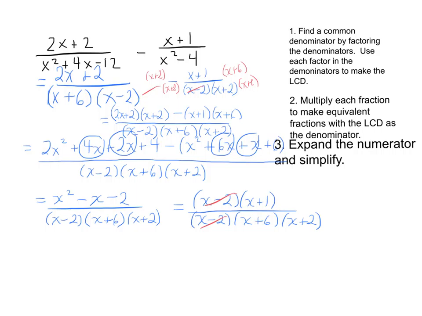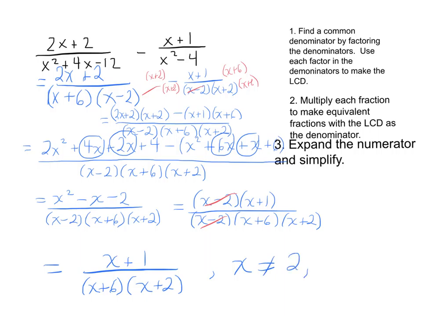We're just running out of space here, but we're going to get a final answer now, I think. X plus 1 over x plus 6 times x plus 2. And x cannot equal 2, negative 6, or negative 2. Not 0 is fine. The one that was canceled and the other two that are still part of the denominator. And that's the final answer.